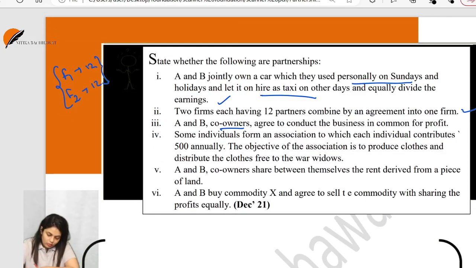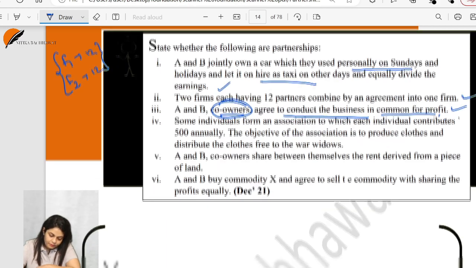A and B co-owners agree to conduct the business in common for profit. Now just because they've used the word co-owners doesn't mean it cannot be partnership. I already told you partners are co-owners of their property. They are conducting business for common profit. So that's what partnership is. So are they partners? Yes.